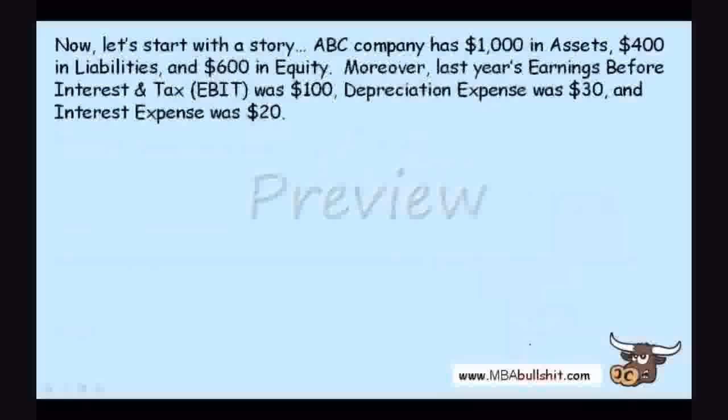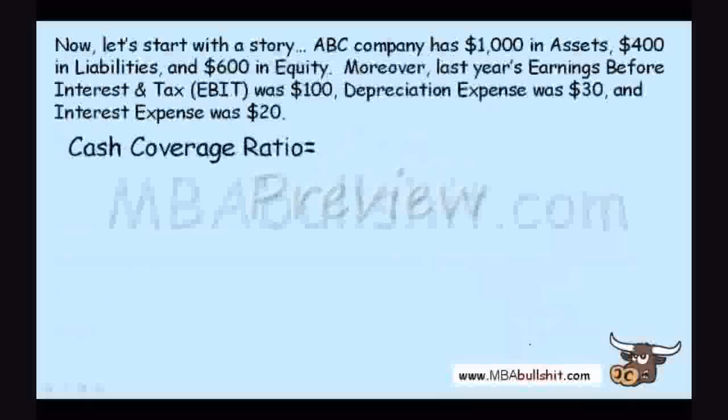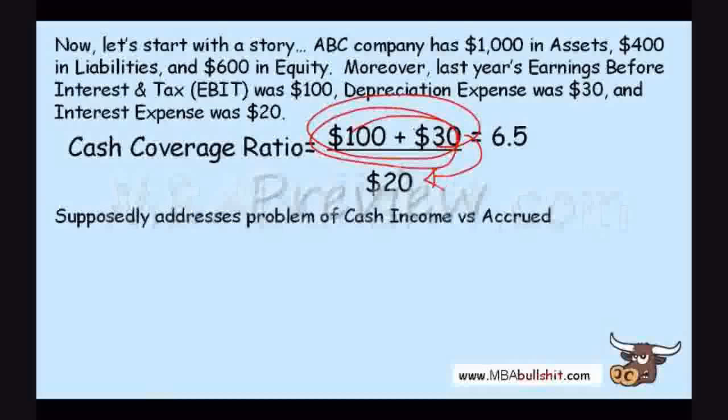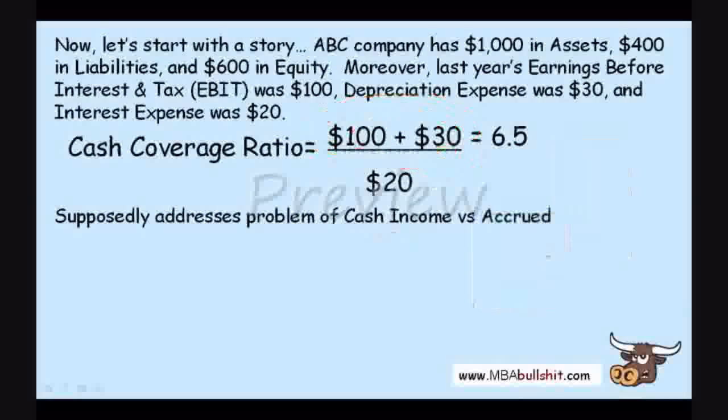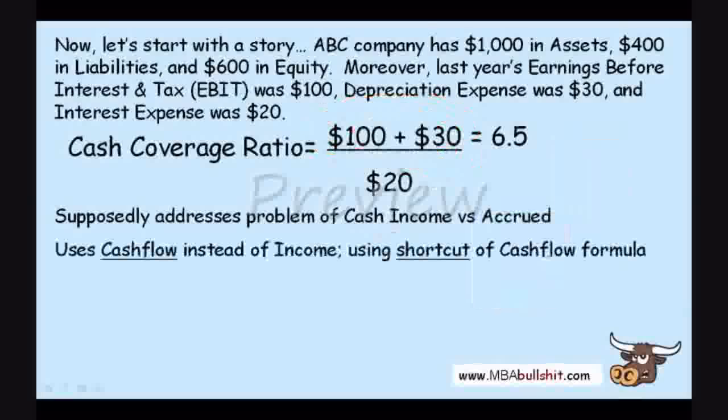So in order to remedy this, they came up with what we call the cash coverage ratio. So this supposedly addresses the problem of cash income versus accrued income, because this supposedly is the shortcut for a company's cash flow statement. Yes, and it uses this shortcut formula over here, which you can watch in my other video.